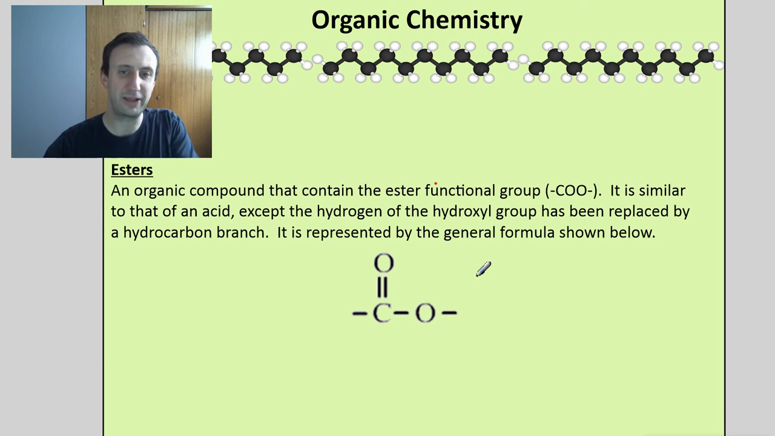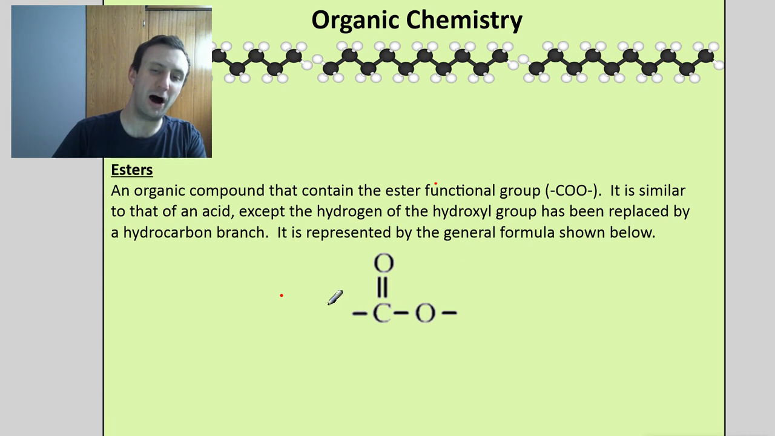So an organic compound that contains the ester functional group is similar to a carboxylic acid, except the hydrogen of the hydroxyl group in the carboxyl group has been replaced by a hydrocarbon branch. It is represented by the general formula shown below. Often we show a hydrocarbon chain with an R. I don't know why R is used, but that's what we use. And then we have another hydrocarbon chain over here. We'll call that R prime.